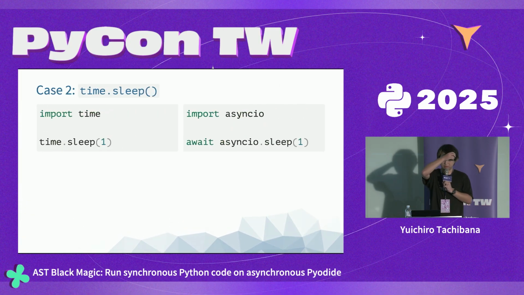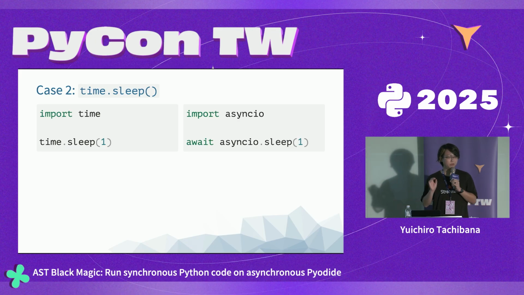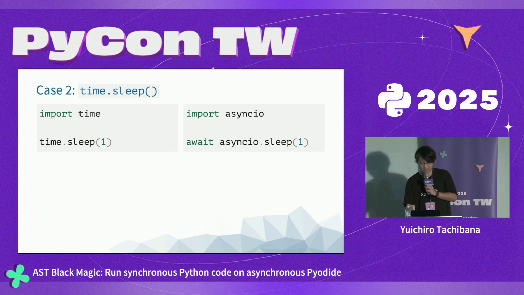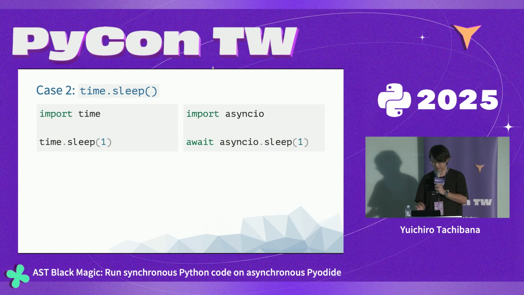The next example is simply time.sleep. time.sleep doesn't work, or precisely, didn't work, and it had to be replaced with asyncio.sleep. And asyncio.sleep is an asynchronous function, so it also must be awaited at the top level.